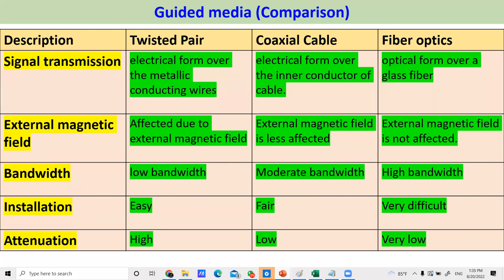Attenuation also we learned. Twisted pair attenuation is high, coaxial cable low, and fiber optics very low. In that way, we can compare the three types of guided media. Then we are going to discuss the unguided media, or wireless medium. Unguided or wireless.